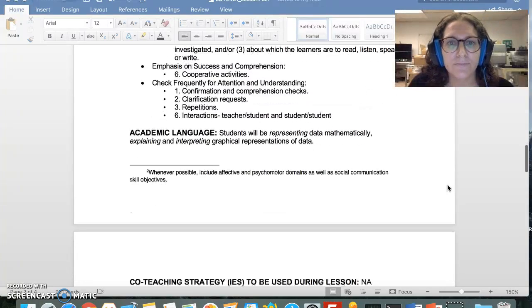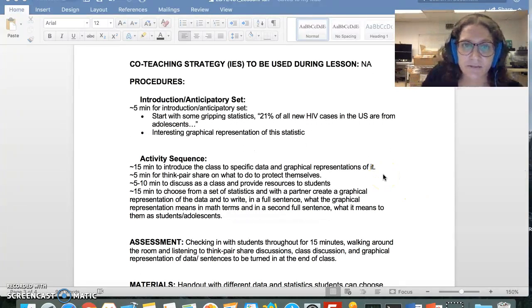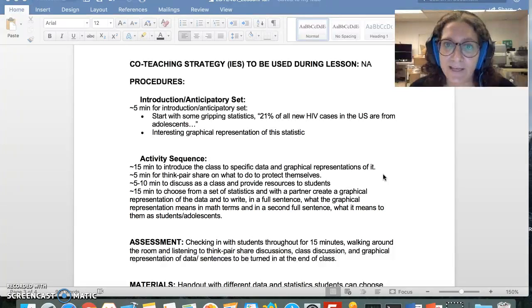And then we're going to start off with some gripping statistics. So I hope to hook them in by giving them some shocking information, like 21% of all new HIV cases in the US are from adolescents. And then, of course, create some interesting graphical representations of the statistic. And then we're going to move into me doing the mini lesson, so presenting the data and graphical representations, and then presenting graphical representations and their data, and also talking about the STDs, STIs, because all of the data will be about those. And then we will think, pair, share.